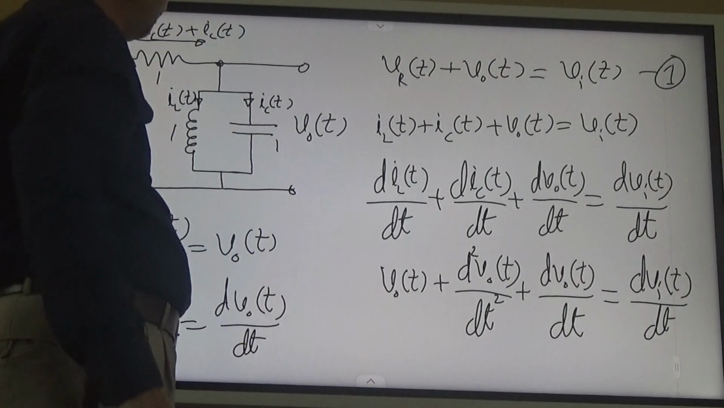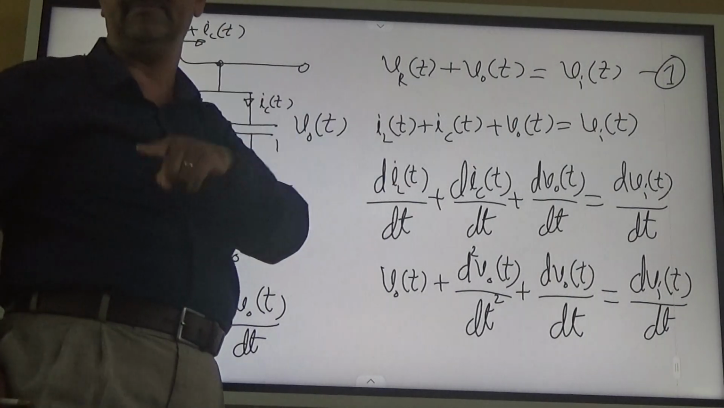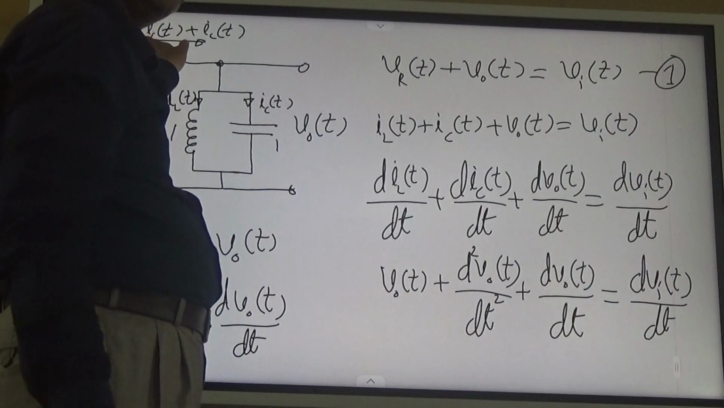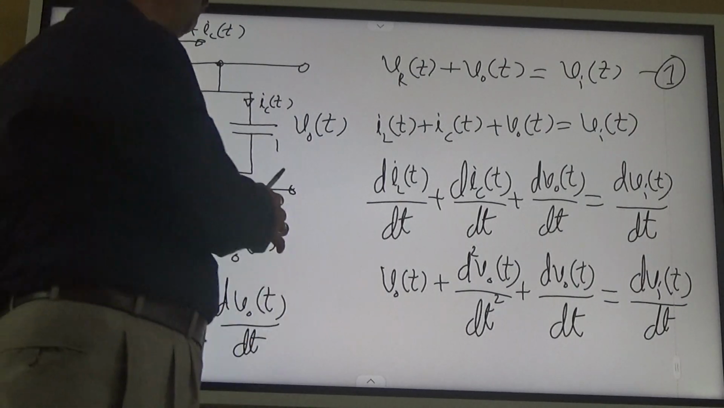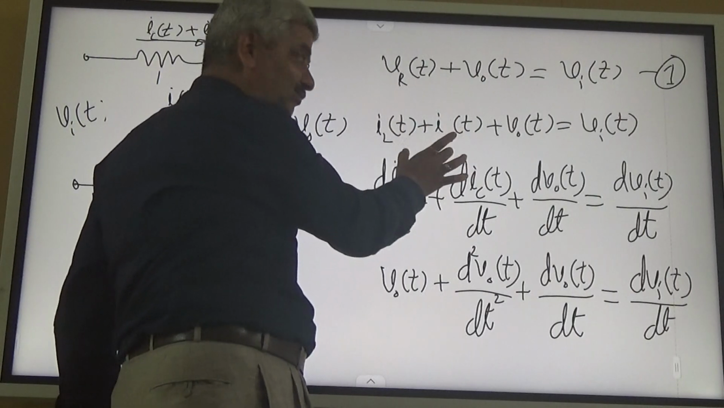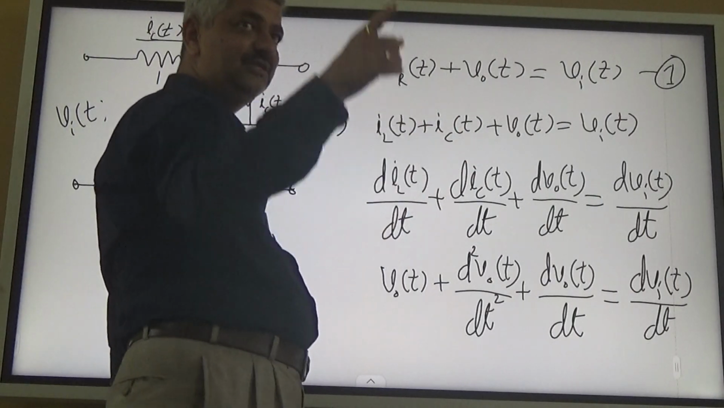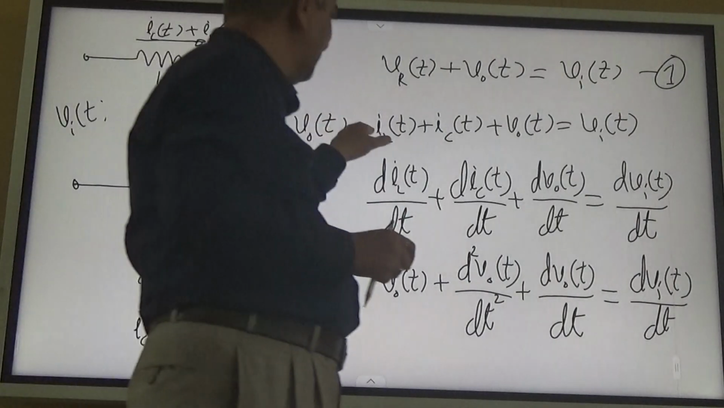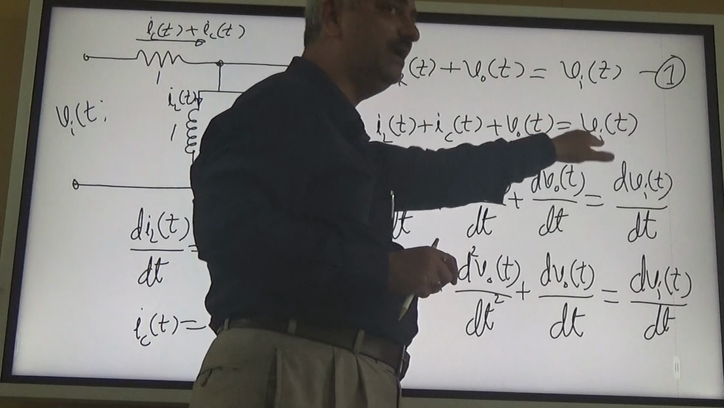And then we use properties of all 3 elements: resistor, inductor, capacitor. For resistor, V equal to IR. R is 1. So VRT we replace by IRT, which IRT is equal to ILT plus ICT. I think his query must have been resolved now. Ohms and all that moves. So ILT plus ICT plus VOT is equal to VNT, right?